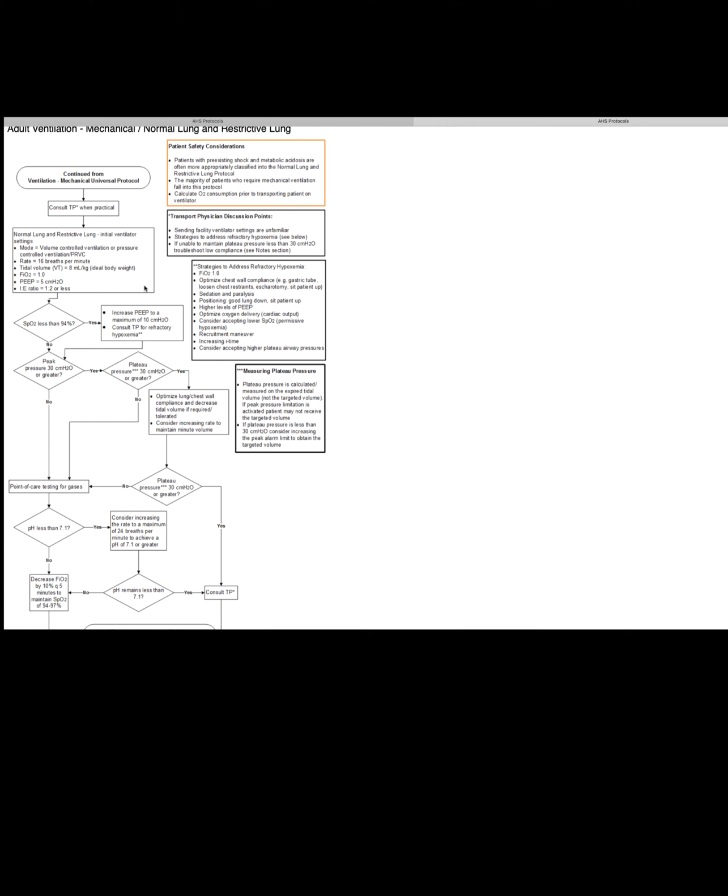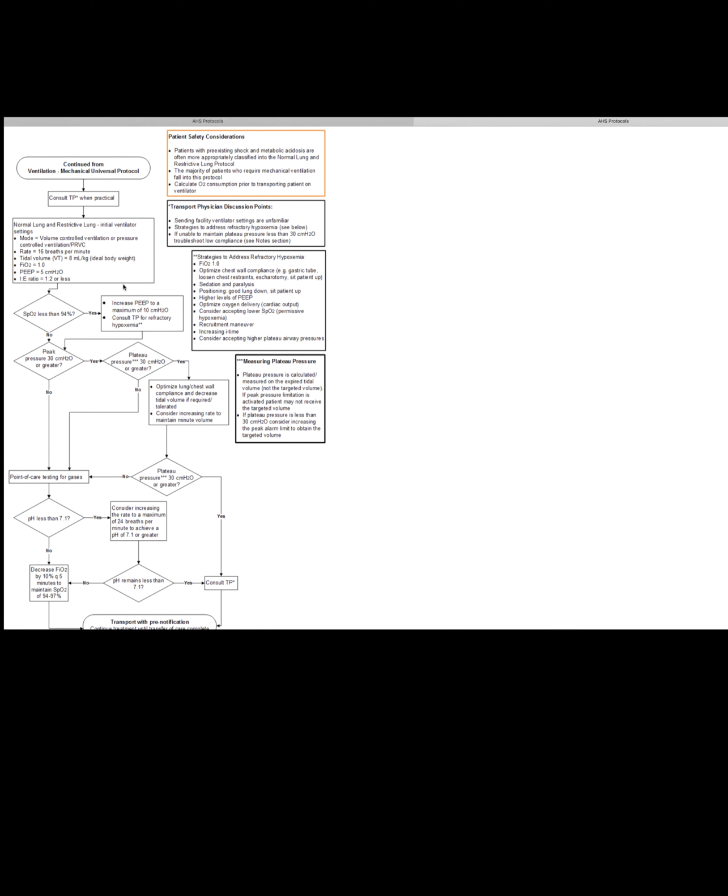Inside of all the CCMCPs is an ideal body weight table. So if you don't have that luxury, then you can just refer to the table. So we start everybody off with an FiO2 of 1. If your stats say high, we decrease the FiO2. We'll discuss that later in the algorithm. But if your stats are persistently low, then you increase the PEEP, which is the next button that we have defaulted to 5 centimeters of water.